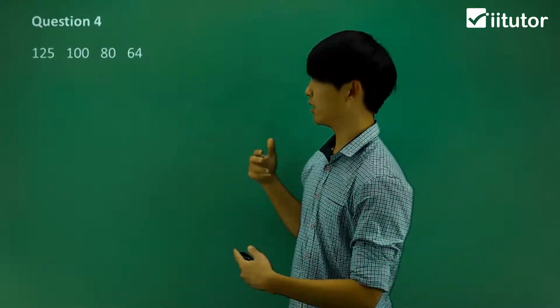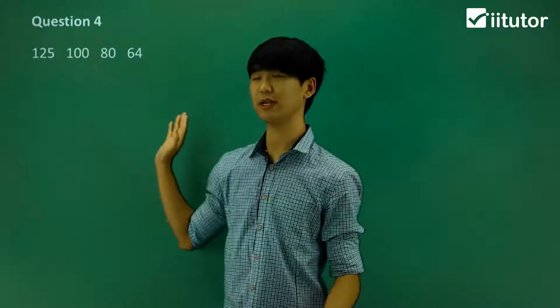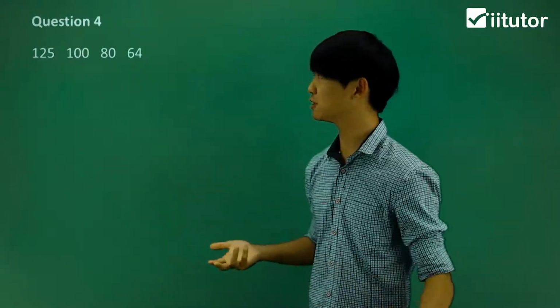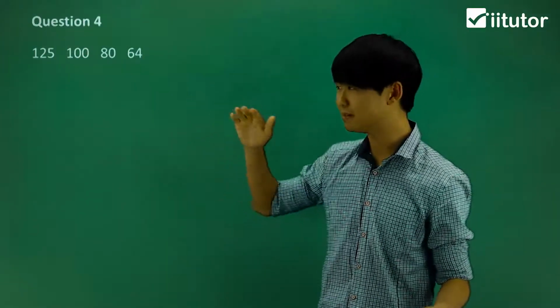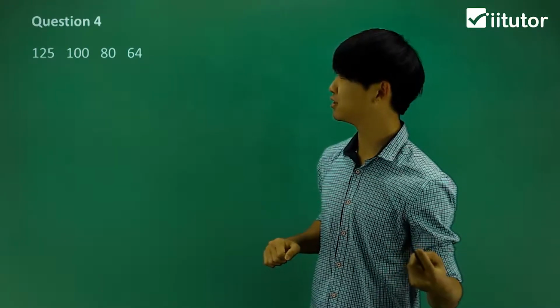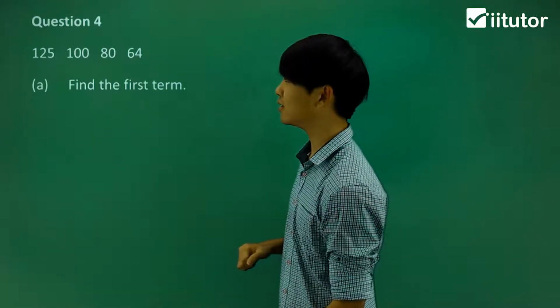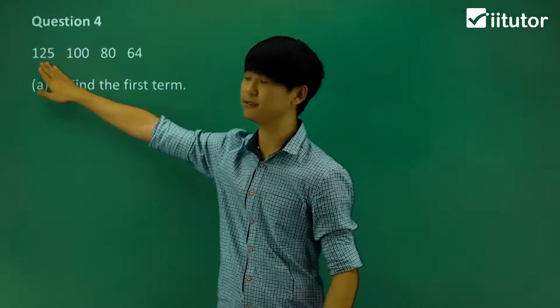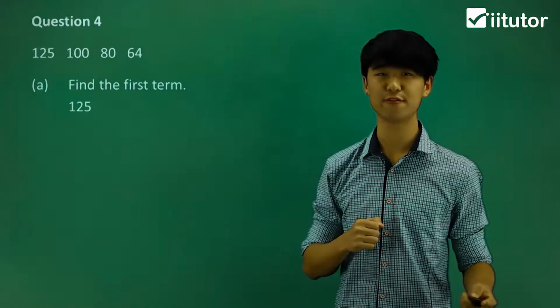Now looking at this one, in this question all my numbers are going down, which means my ratio is going to be less than 1. It keeps going down each term. Finding the first term of this sequence is easy. The first one is 125.